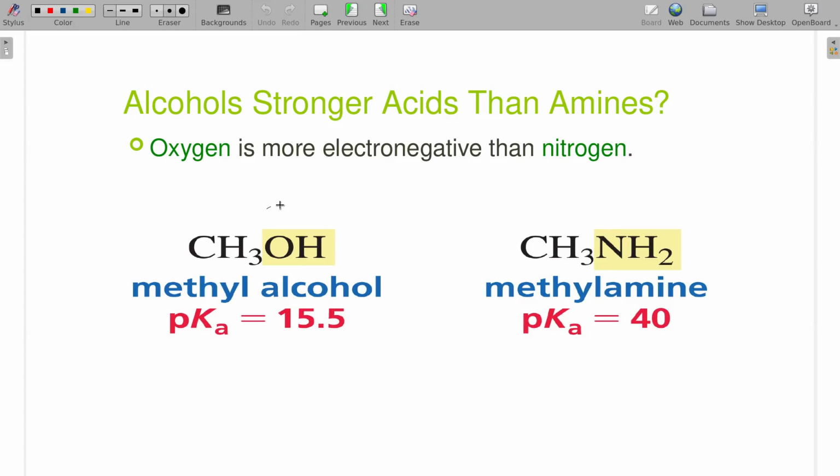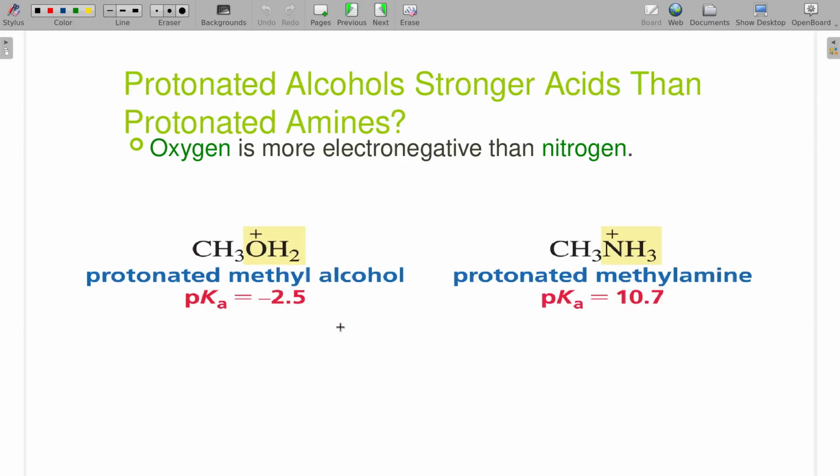Oxygen has an electronegativity around 3. Nitrogen's electronegativity is around 2.5. The smaller the electronegativity, the weaker it is as an acid, and we see that in our pKa's. The fact that oxygen is more electronegative than nitrogen fits perfectly with the pKa's we looked up before. Even when they're protonated, we see the same trend. The more electronegative oxygen will be more acidic than the less electronegative nitrogen, even though they're both protonated.